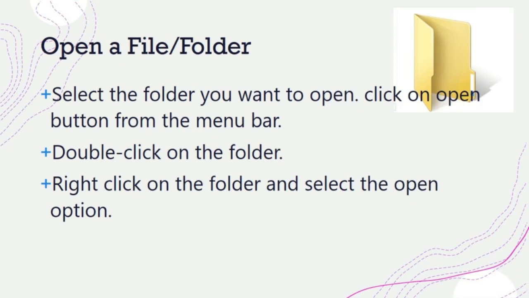Let's learn how to open a file or folder. This option is used to view the contents of a file or folder. A file or folder can be opened in three different ways. Select the folder you want to open. Click on the Open button from the menu bar, or double click on the folder, or right click on the folder and select the option Open.